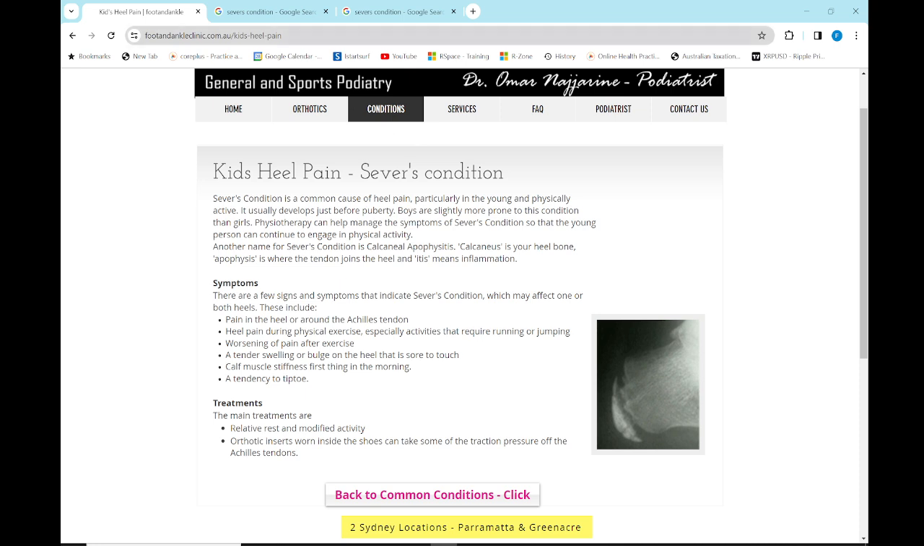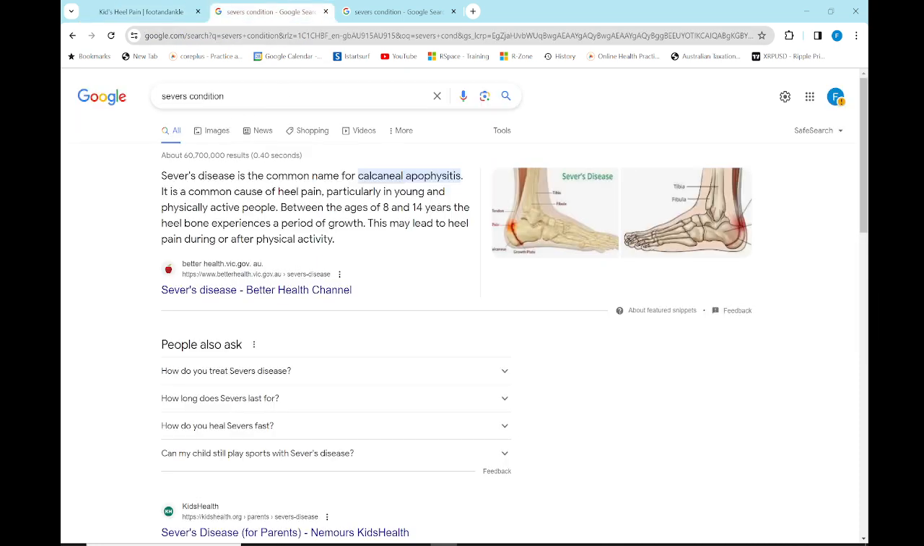Now, what is it caused by? First and foremost, Sever's disease is a common condition. It is caused by pretty much the heel bone tearing away from the growth plate. And it's a common cause of heel pain in young and active people between the age of 8 and 14. Why between these ages? Because the growth plate is considered open in the area.